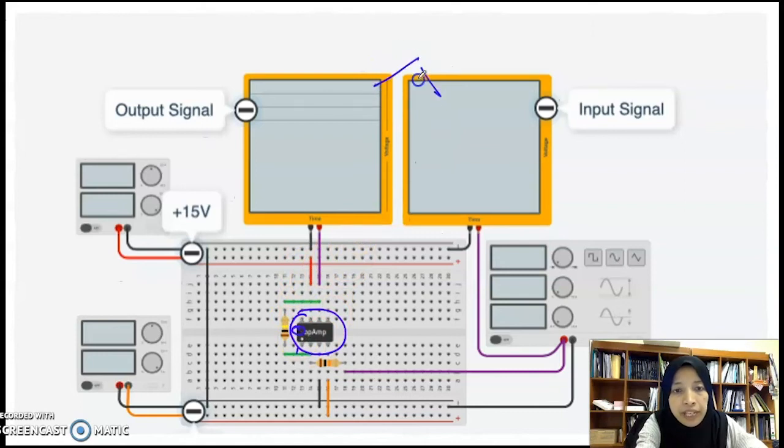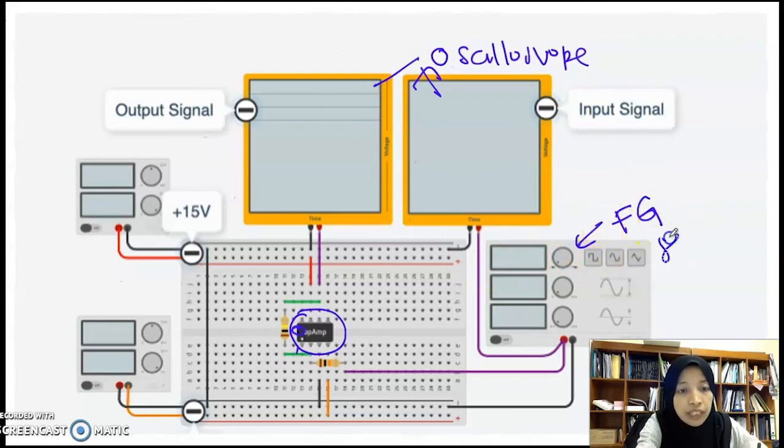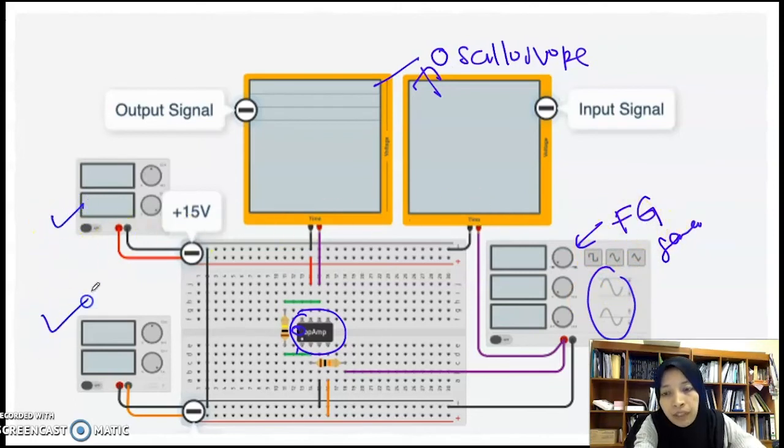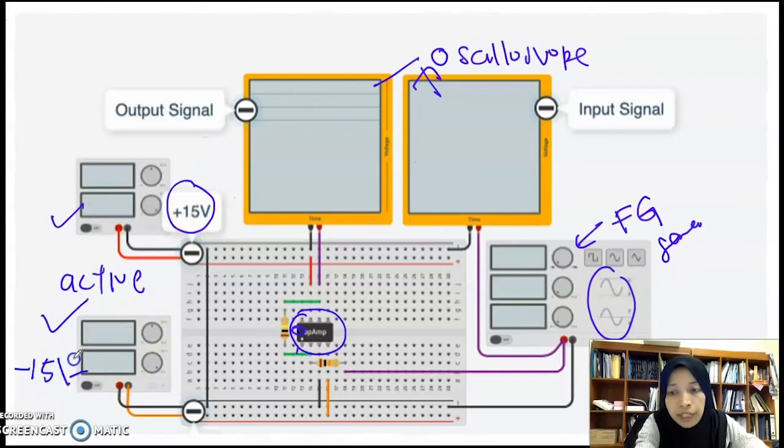The one that is displayed here is what we call the oscilloscope. What is the function? To display. The one shown here is what we call the function generator, to generate the sine wave or triangular wave, AC signal. Why do we need this DC supply? Because your op-amp is an active device. So one is about plus 15, and another supply is minus 15. You need to use both for you to complete the circuit.